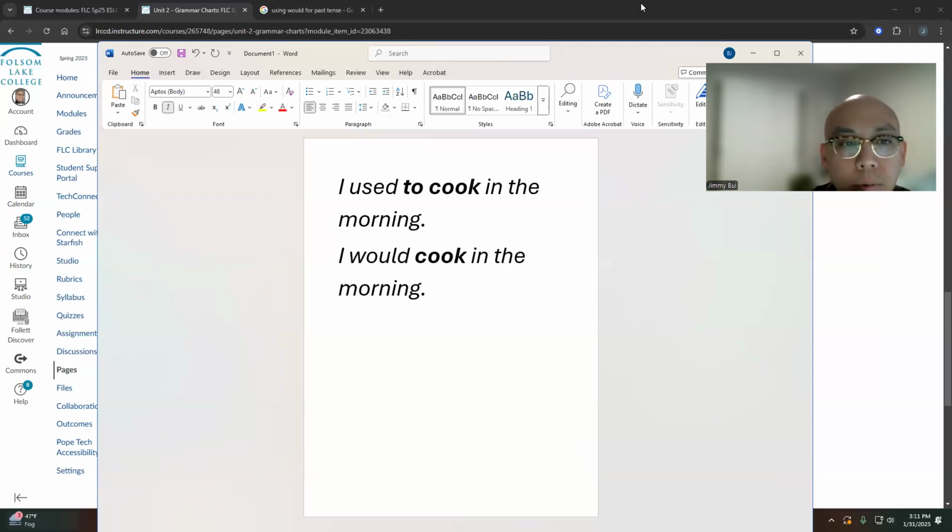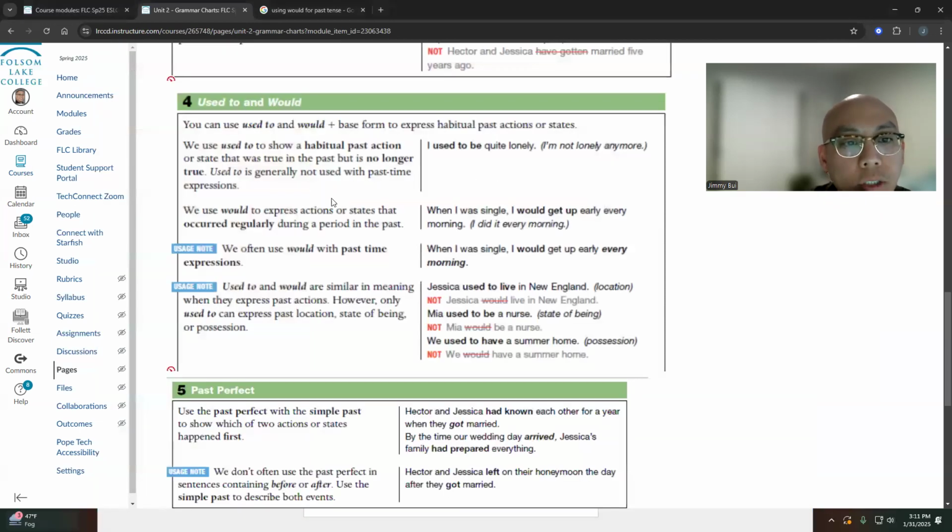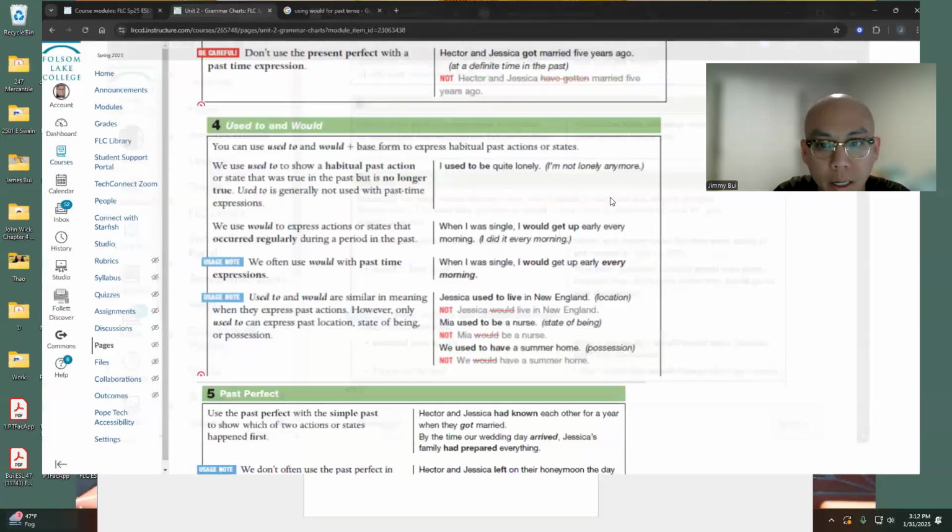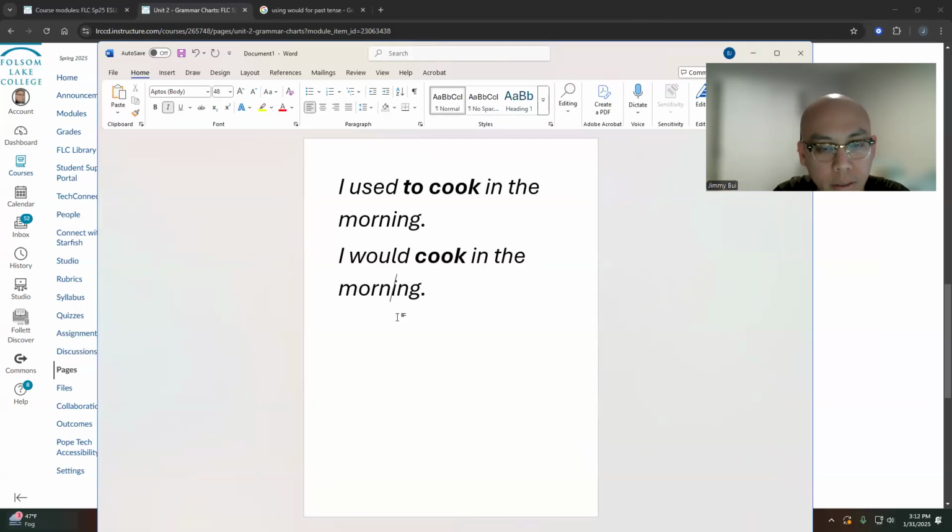Habitual past actions happen less frequently, and then occurred regularly, according to the book. Would is used for actions that occurred more frequently. Used to would be used for less frequently. Of course, kind of continuing on or taking a look at this.